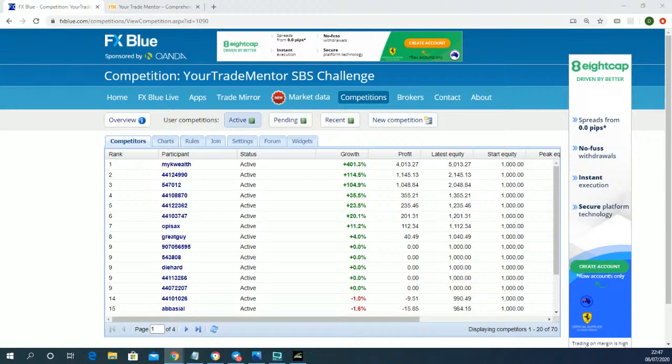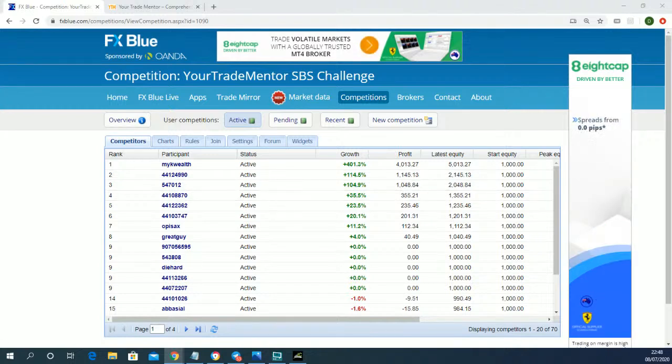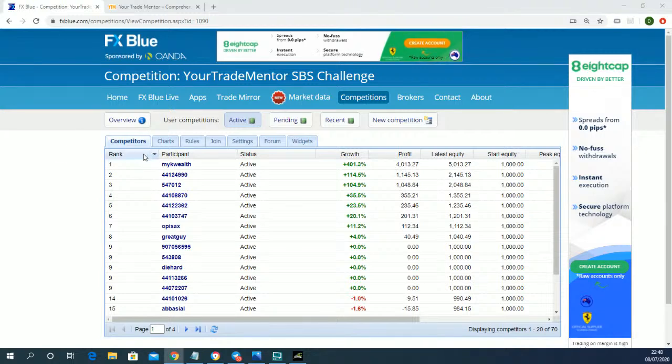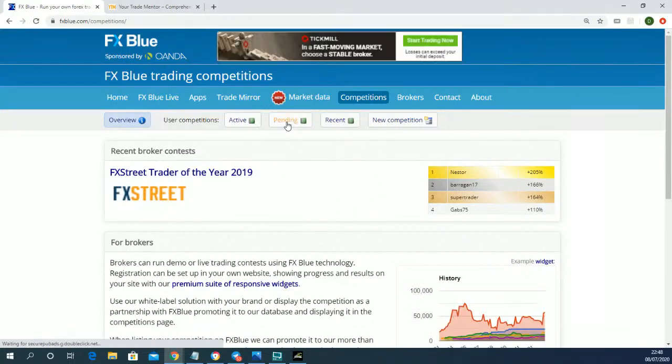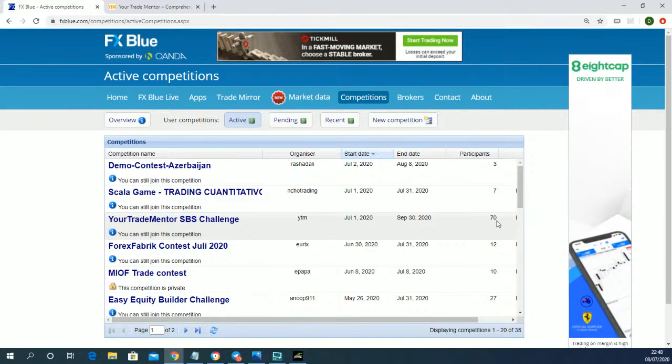So that is how to register with FS Blue. You can click the link I just sent you. Okay, so I've shown this before. Crypto, I've shown that before. So go and register right away. Let me tell you how many people are there already. In the active sessions, we have 70 people already registered. So it's not a small number.